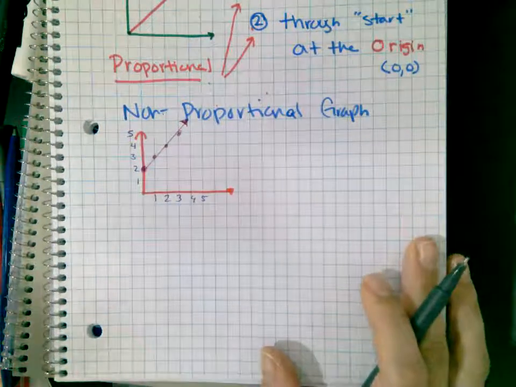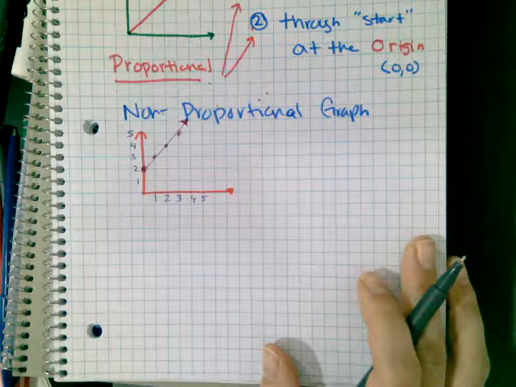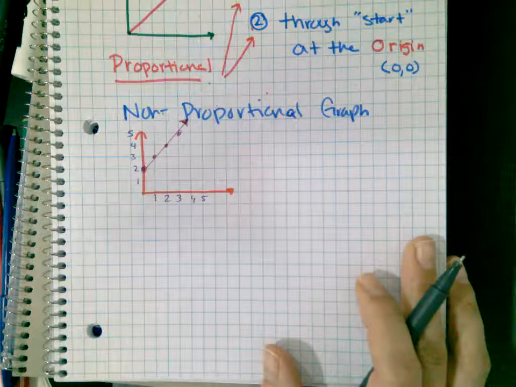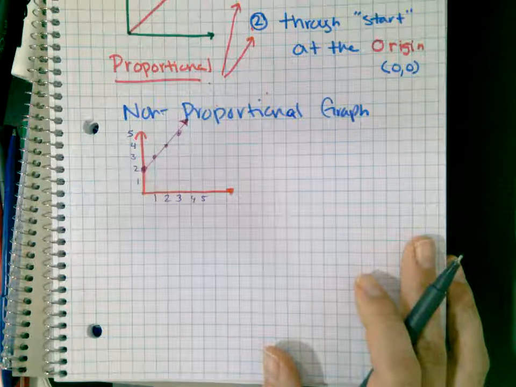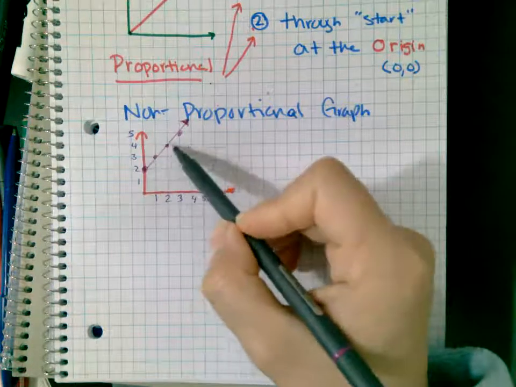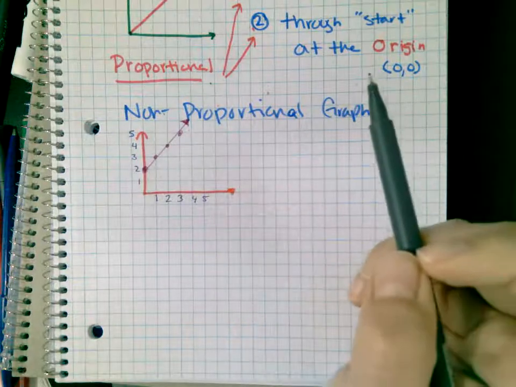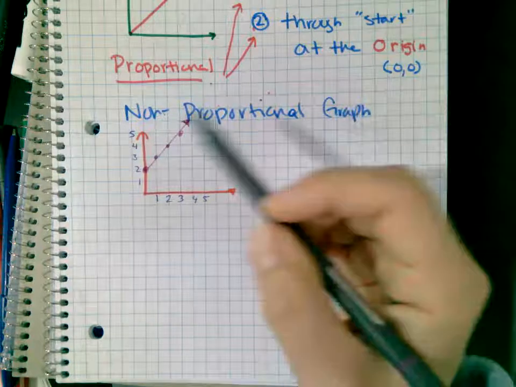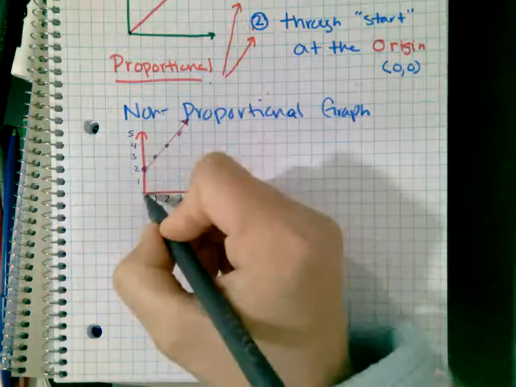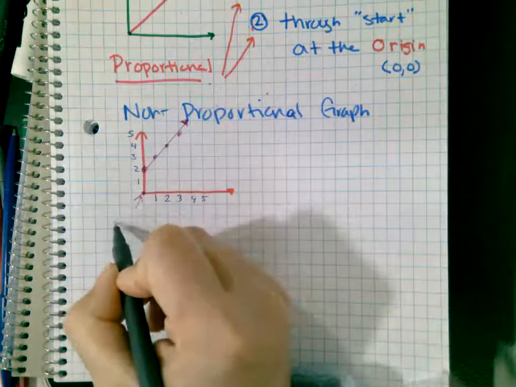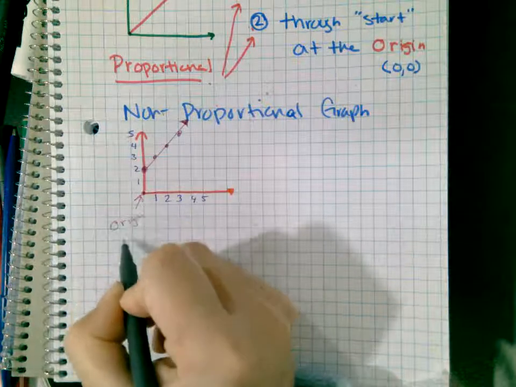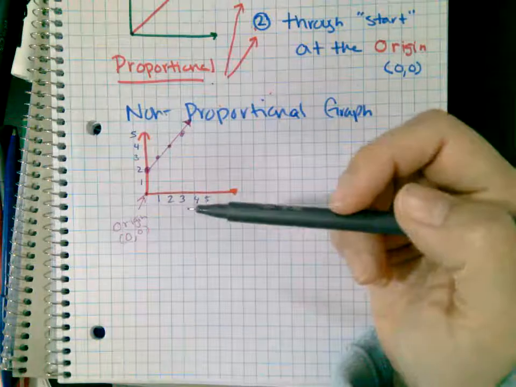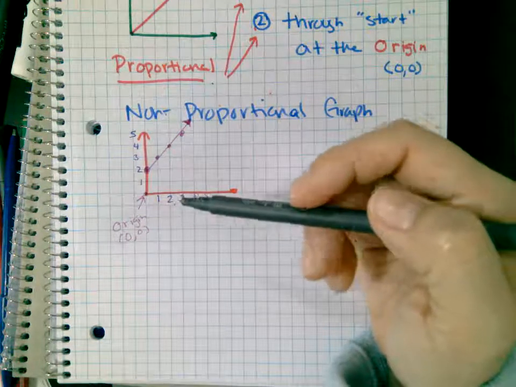So this graph is not proportional. Why not? It's a straight line. You're right. It is a straight line. It is very much a straight line. What does it not do? It does not start at the origin. Here is 0, 0. That right there is called the origin. Okay? 0, 0, right? It doesn't start at 0, 0. And that's not a good thing.